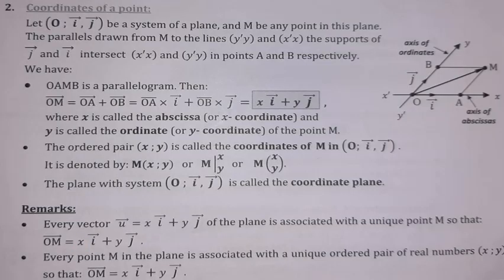Coordinates of a point. Here we have this figure. We have any system here. OA and OB are not equal. We have origin O. We have I and J. So here, let O, vector I and J be a system of a plane, and M be any point in this plane.